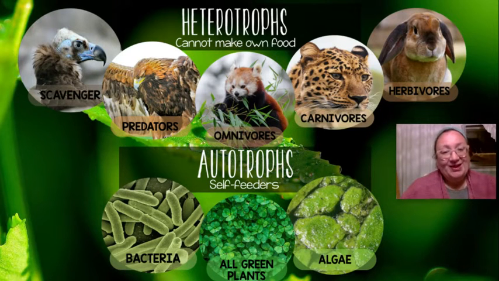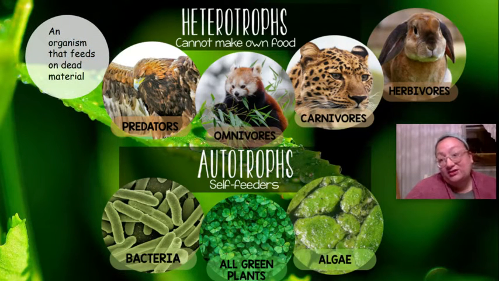All right, so let's talk about the differences between heterotrophs, who cannot make their own food, and autotrophs, who do make their own food. So, included in the heterotroph grouping, we have scavengers. Scavengers are the creatures who like to go and find dead things. So, if you like The Lion King, those hyenas, they would be known as scavengers. They like to feed on dead things.